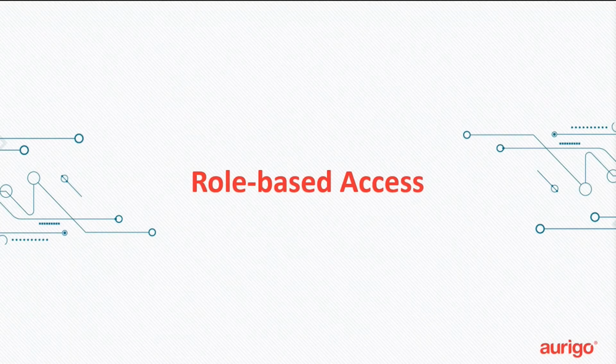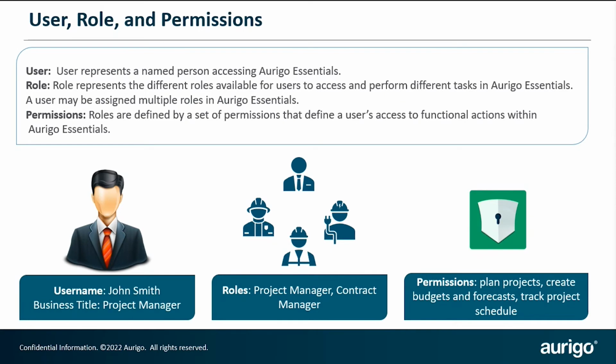We provide multiple security functions, and role-based access is a key part of that. To help clarify, there is user, role, and permissions. User represents a named person, in this example, John Smith, who may be a project manager at the company. Roles represent task groupings. It's a functional aspect shared by multiple users and is not specific to the business title. The roles that John Smith may have include project manager and contract manager.